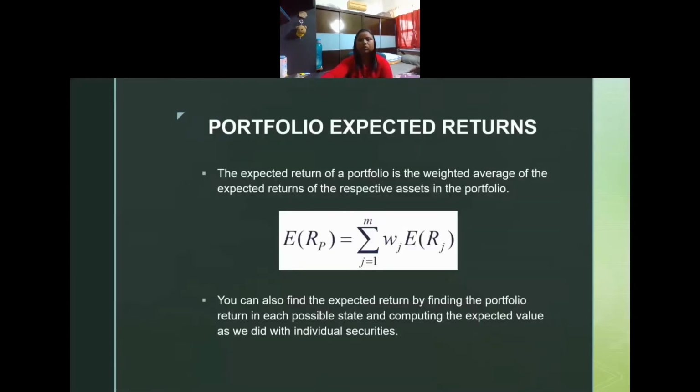All right, so basically on portfolio expected returns. The expected return of a portfolio is the weighted average of the expected returns of the respective assets in the portfolio. Like I said, this is the formula that we're going to apply on the portfolio expected returns. You can also find the expected return by finding the portfolio return in each possible state and computing the expected value as we did with individual securities.